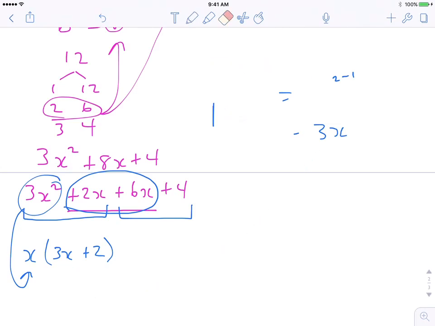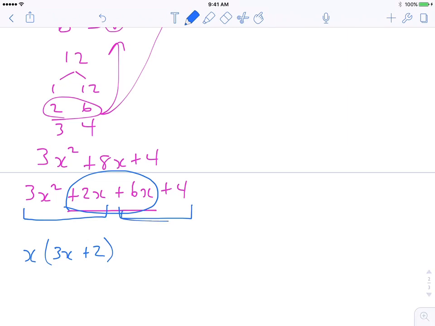Or you may just think about it as x times what will equal 3x squared. Well, in this case, x times 3x will get me 3x squared. So that's how I think about it. Whatever works for you, that's what you should be using in your head. So x times 3x plus 2.